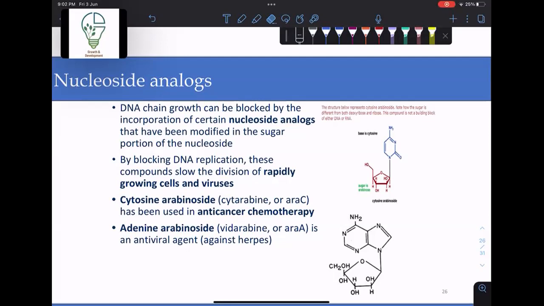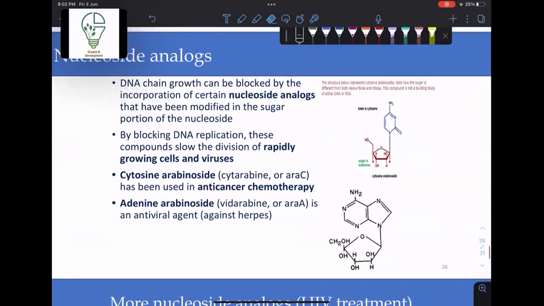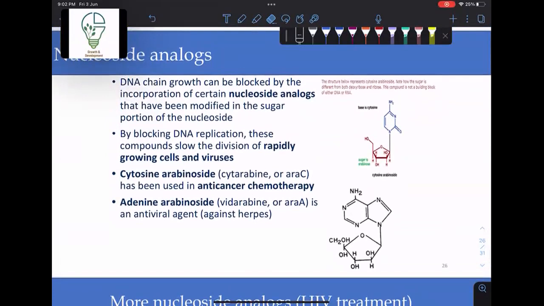So the cytosine arabinoside is basically another form of the cytosine nucleotide. And what this does is that it's acting as a chemotherapeutic drug or an anti-cancer drug, okay? And it does the same thing. It goes and attaches to the DNA molecule, and it stops the growth of the DNA chain. Another very important molecule is the adenosine arabinoside, and this here is the antiviral agent.